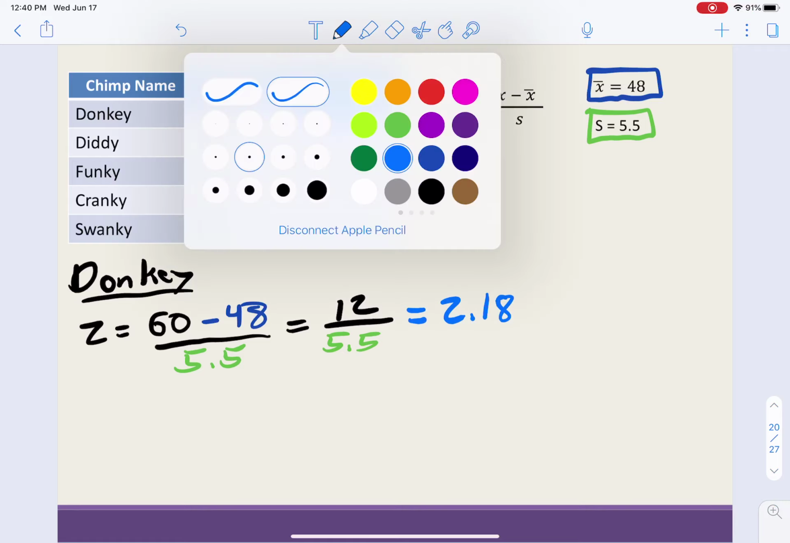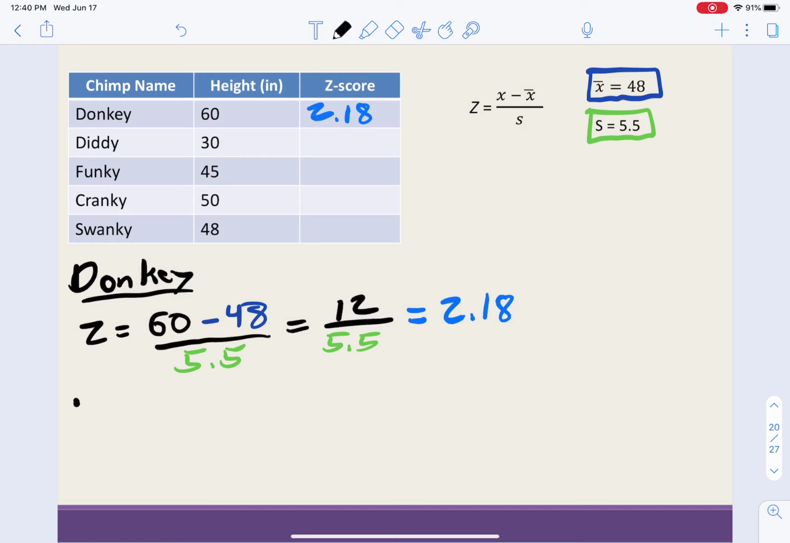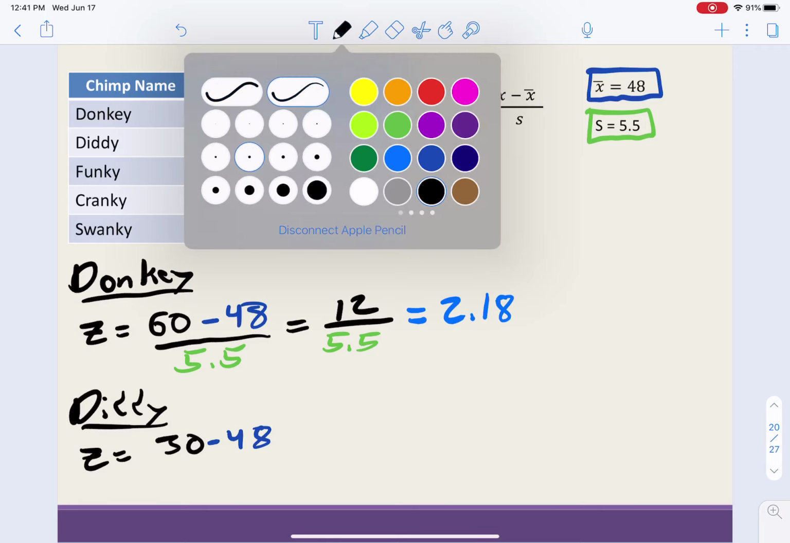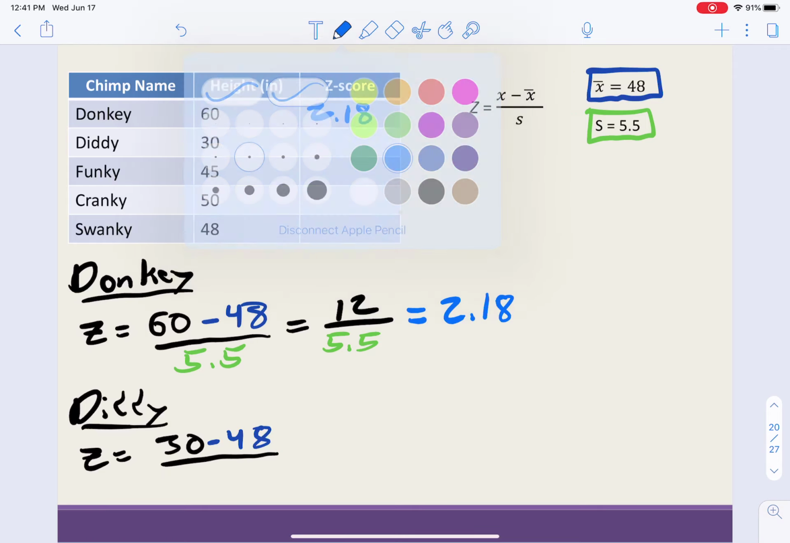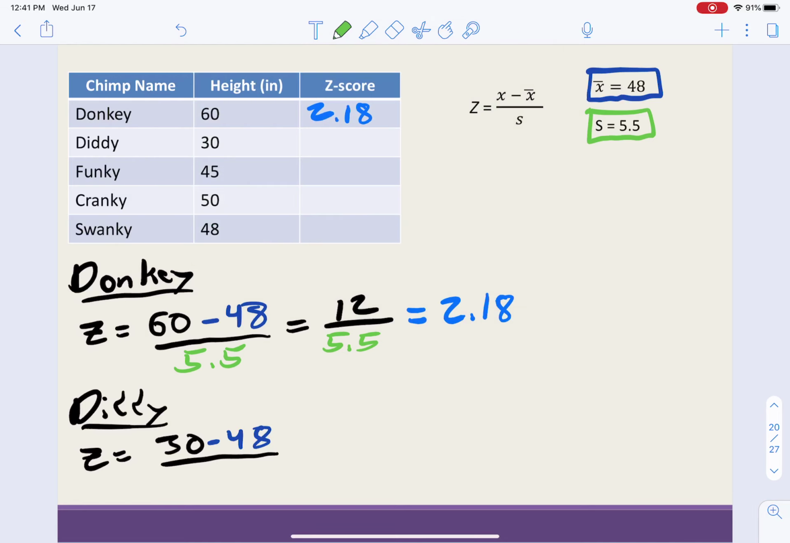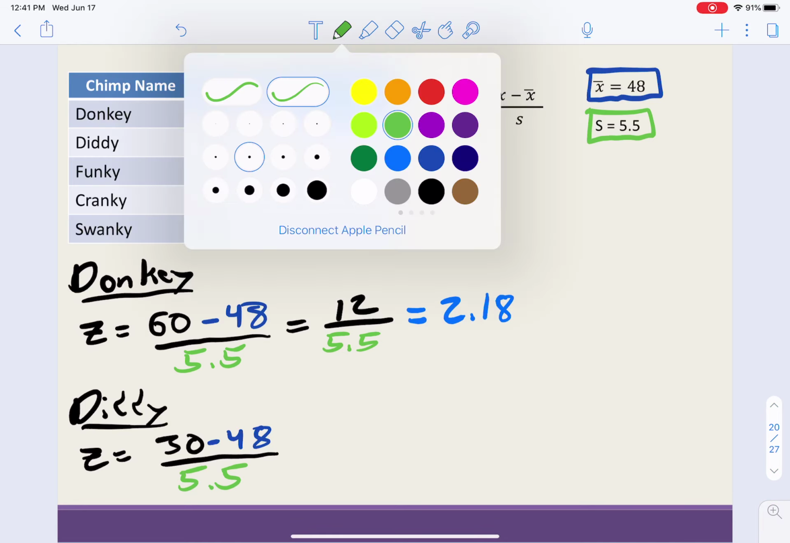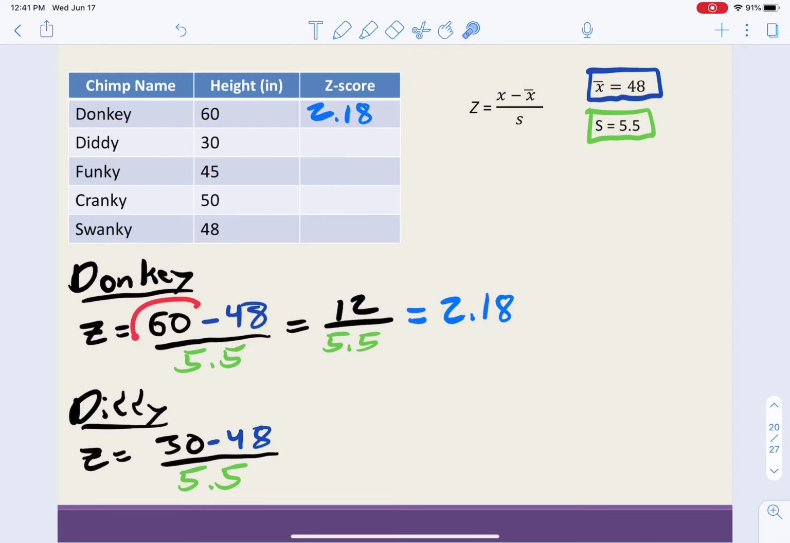Let's do the next one. Let's do Diddy Kong. So same deal, right? z, and let me draw a line here because that kind of looks like a 2. All we need to do is take 30 minus 48 divided by 5.5. So the only thing that changed here was this value. Everything else is the same. So it's really not too bad.